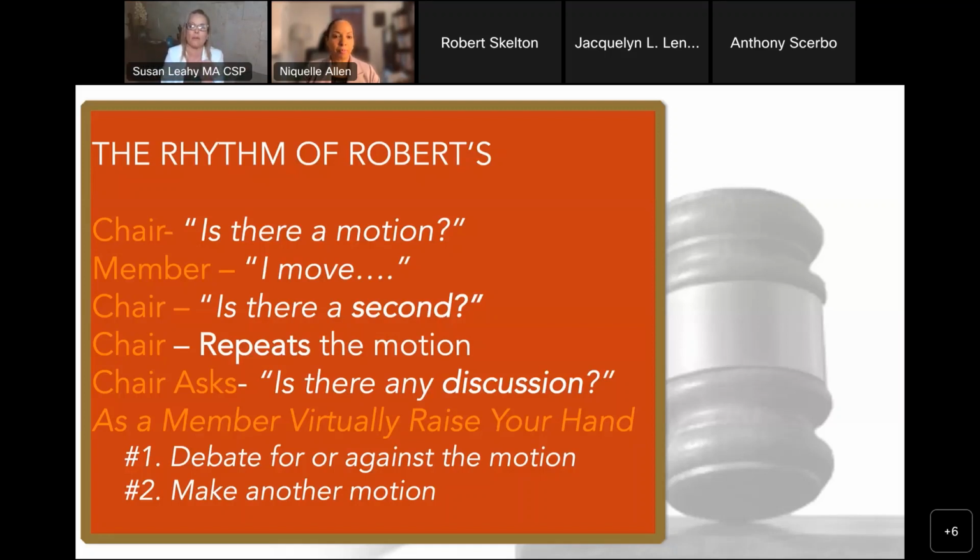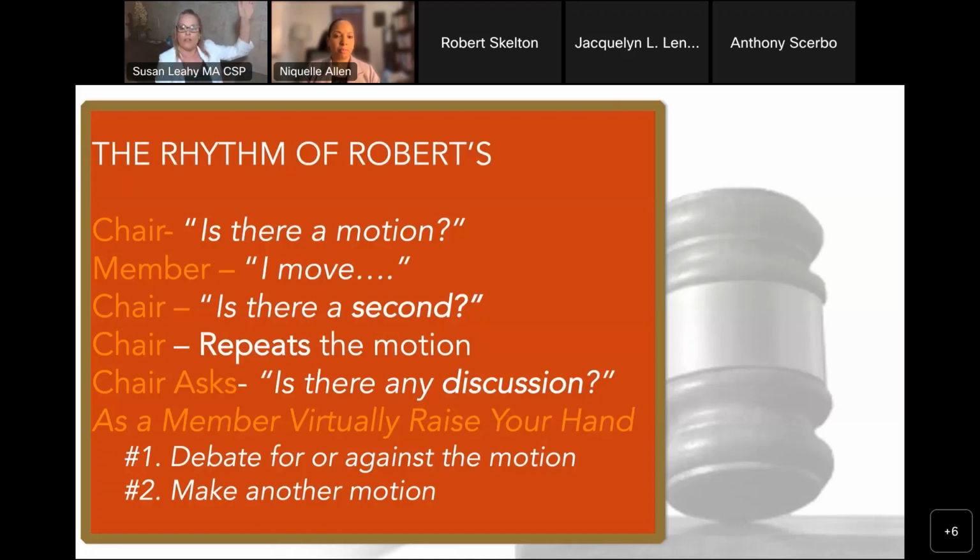It does not belong to any one person. It belongs to the board. So is there a motion? The motion is moved. The chair asks for a second. Then the chair repeats the motion. That means that the motion is the property of the board, and the chair will say, is there any discussion?